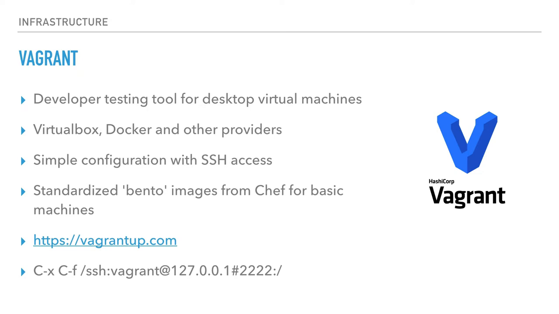SSH access to it. And Chef makes standardized bento images available for lots of operating systems, including Debian, Arch, Fedora, and some other operating systems. You can go download Vagrant at vagrantup.com. And the way that you can connect to your Vagrant instance is Control X, Control F, SSH, vagrant is your user at 127.0.0.1 on port 2222. So that's kind of how Vagrant works.